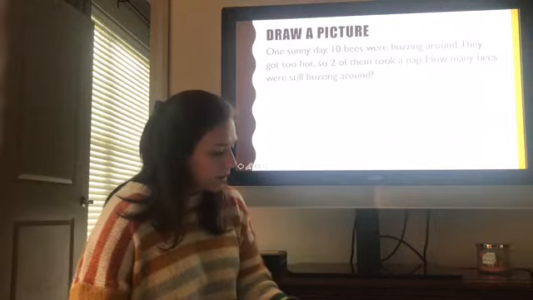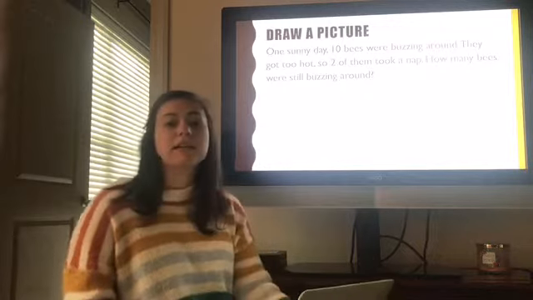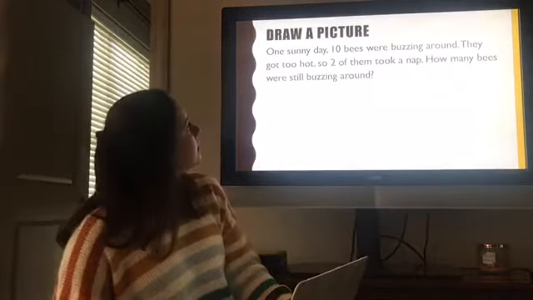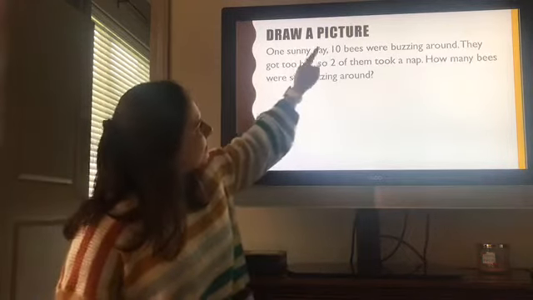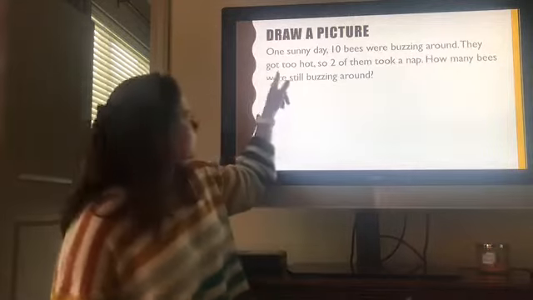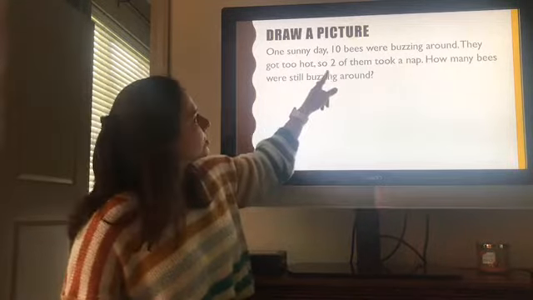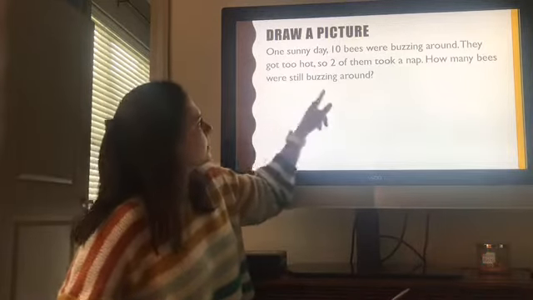All right, we're going to do one more, drawing a picture strategy. So remember, the first thing we're going to do is read the problem. So this one says, one sunny day, 10 bees were buzzing around. They got too hot, so 2 of them took a nap. How many bees were still buzzing around?